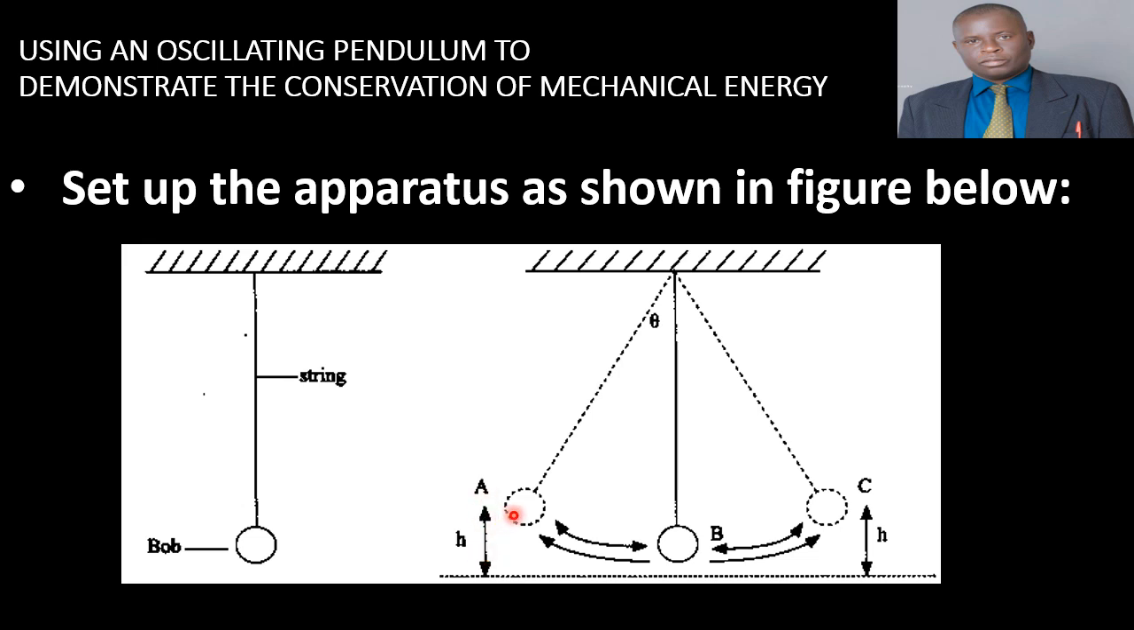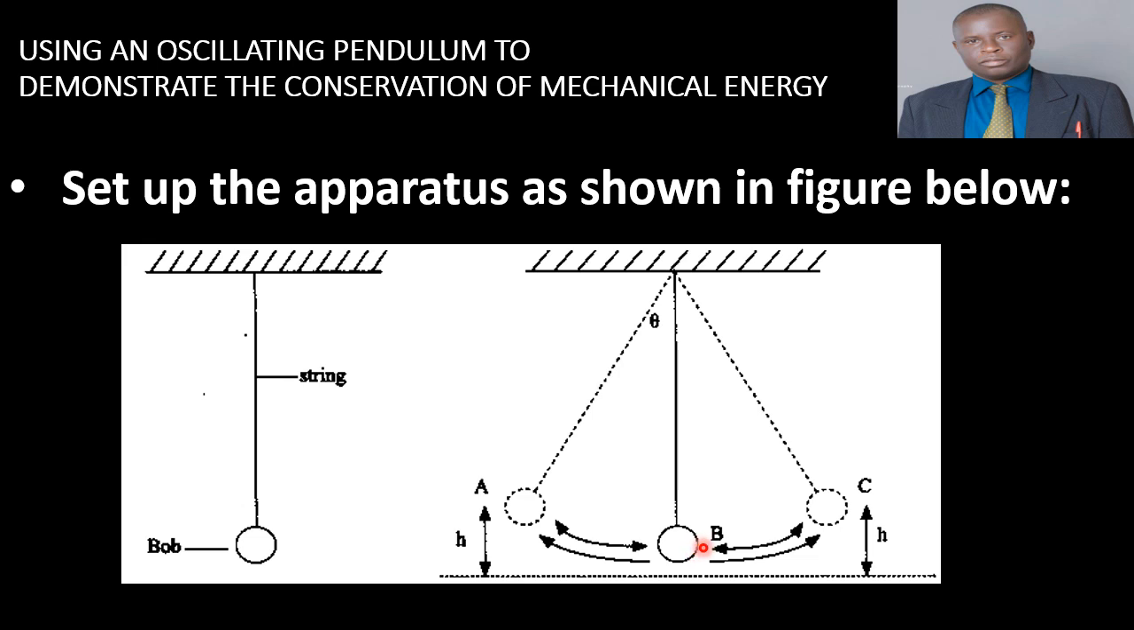All right, so it is oscillating. It was let go from A to B. In so doing, the potential energy, the energy of height there, will change to a different form of energy, which is kinetic. So all the potential energy which it has at A changes to kinetic energy here at B, so that at the point B, the bulb will have its maximum kinetic energy.